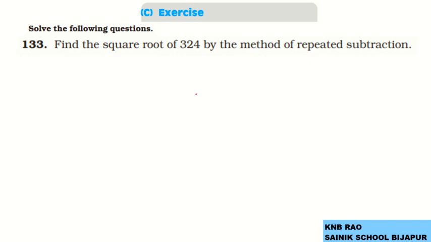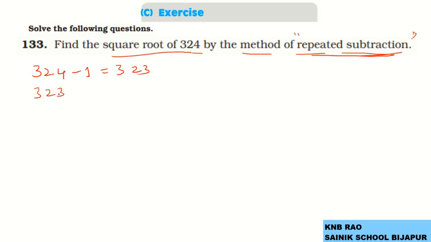Now, coming to question number 133. Find the square root of 324 by the repeated subtraction method. Children, you know what the repeated subtraction method is. You have to keep on subtracting the odd numbers from the resulting difference, like this.